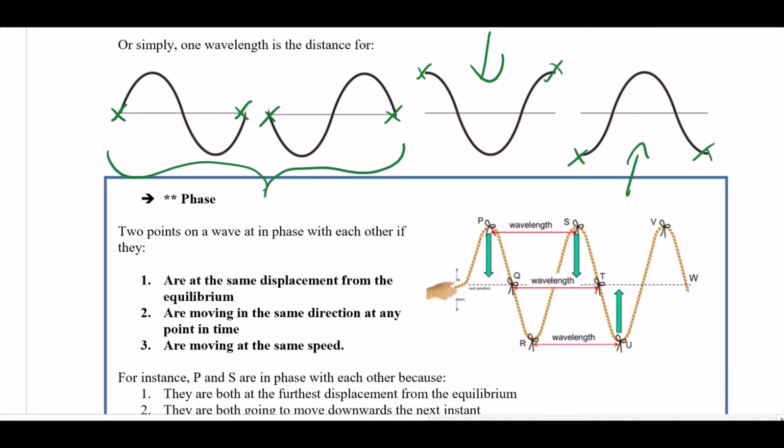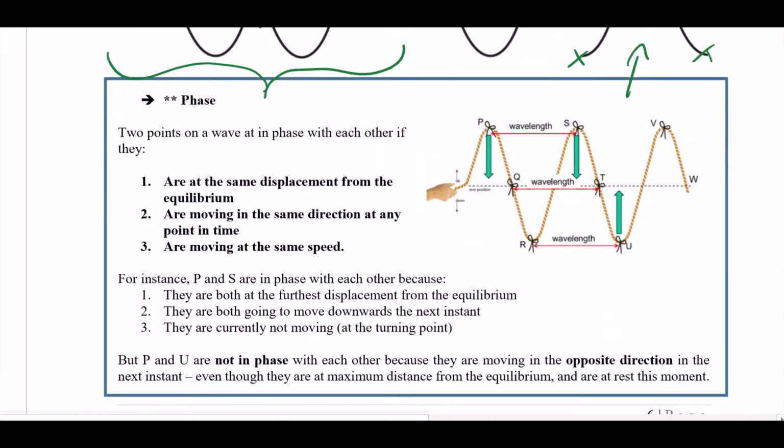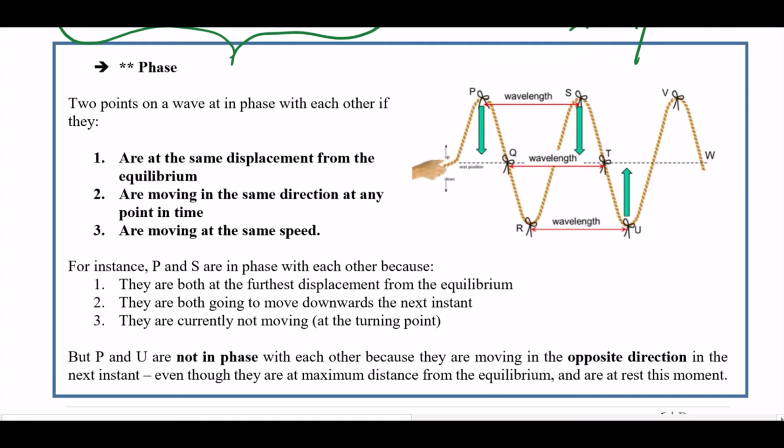Let's come to the crazy concept of phase. It's a little abstract. If you don't understand, it's alright, but try to understand. So what do I mean by in phase? Two points on the wave, any two points on the wave, are in phase with each other if they are at the same displacement from the equilibrium. So there are three conditions to fulfill. One is they are at the same distance away from the equilibrium. What do I mean by that?